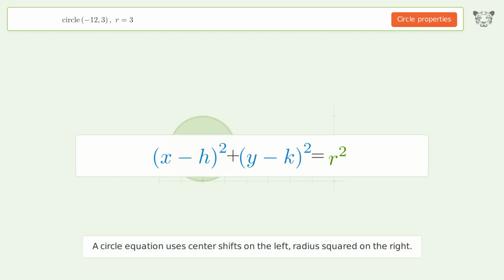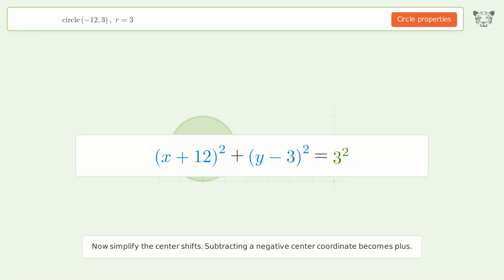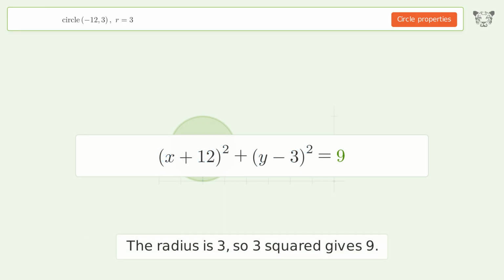A circle equation uses center shifts on the left, radius squared on the right. Substitute the center values and the radius before simplifying the signs. Now simplify the center shifts. Subtracting a negative center coordinate becomes plus. The radius is 3, so 3 squared gives 9.